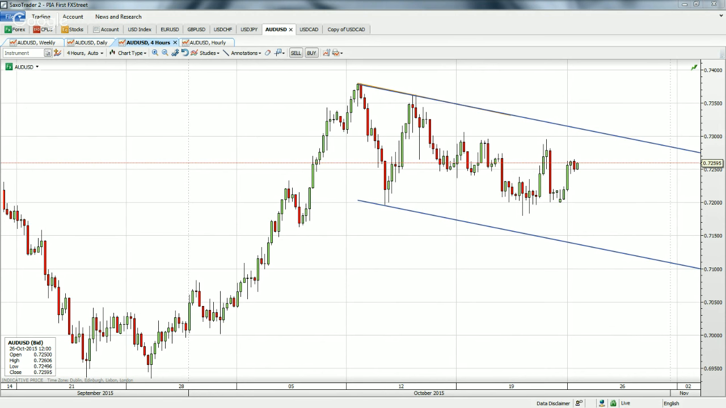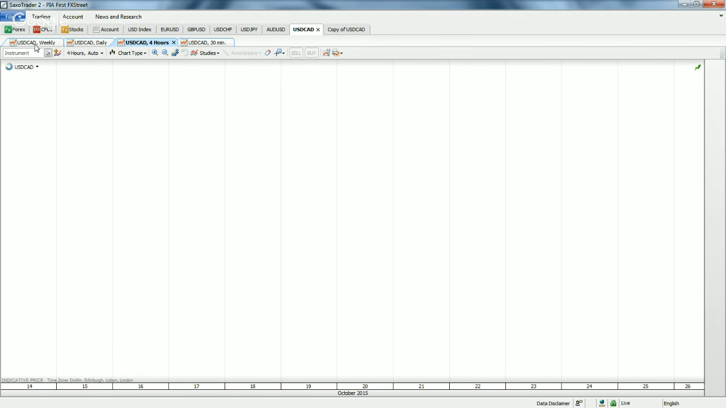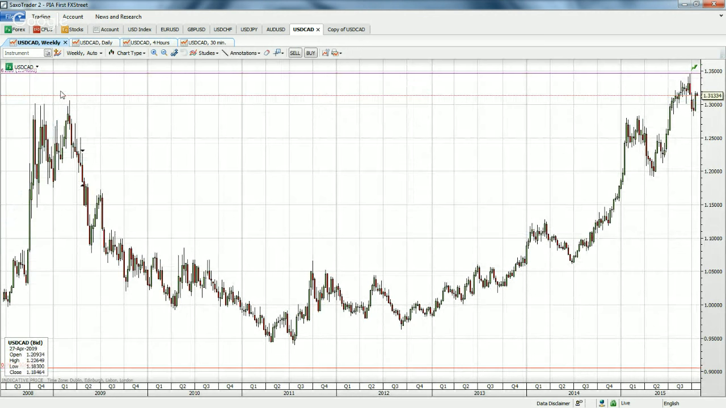Dollar CAD, and I think commodities is probably going to consolidate as well for some time. Now, dollar CAD, one of my favourite currency pairs.